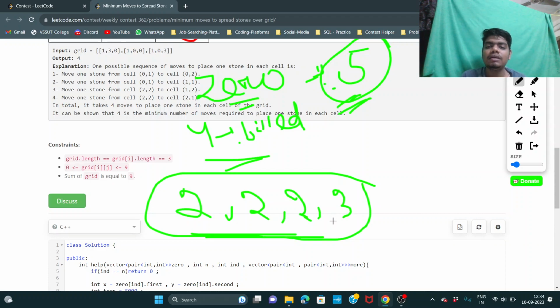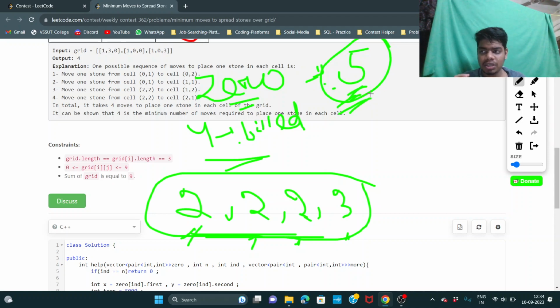4 possibilities means I can fill that 0 by taking stone from this cell, the cell that contains 2. Obviously this is one cell that contains 2 stones, and this is another cell that contains 2 stones, and this is another that contains 2 stones, and this one contains 3 stones. So now I just have to fill these 5 zeros.